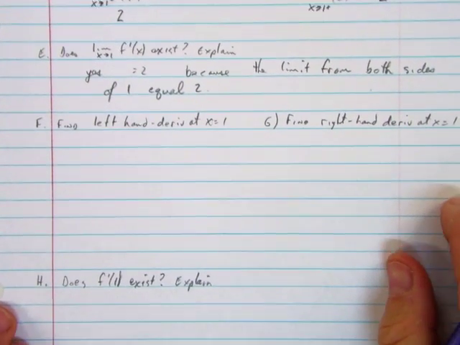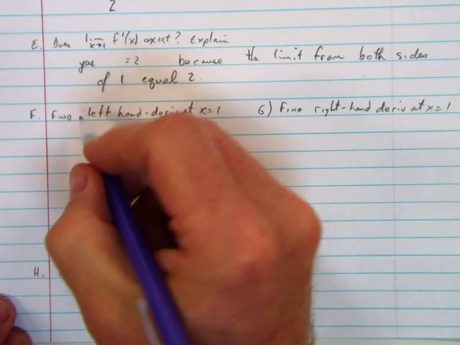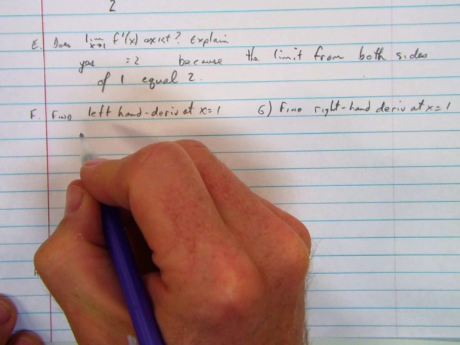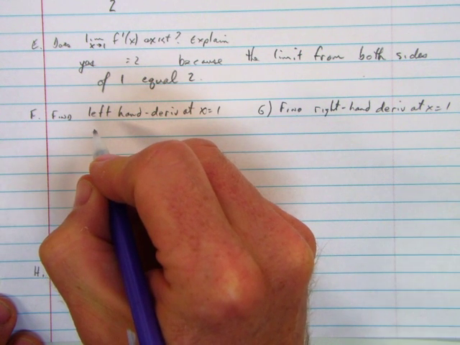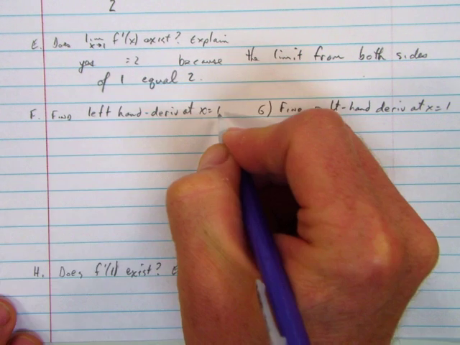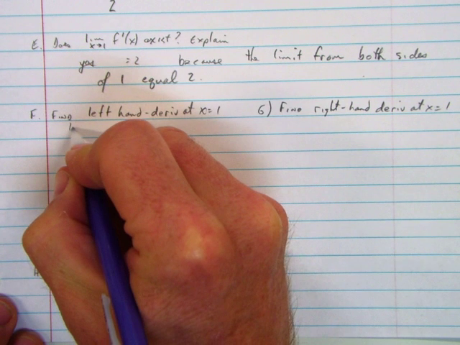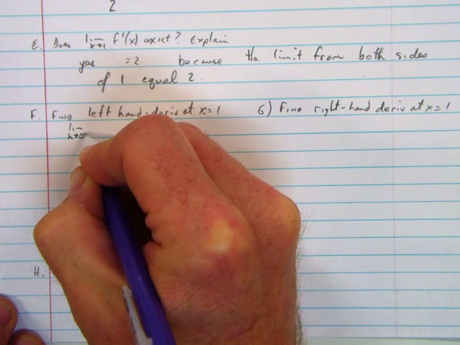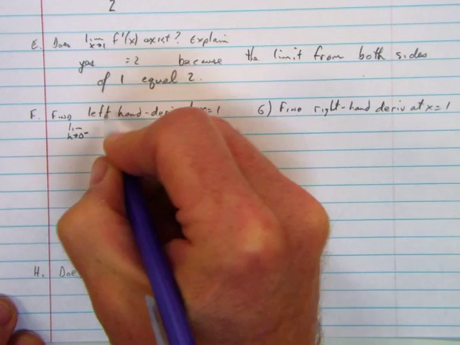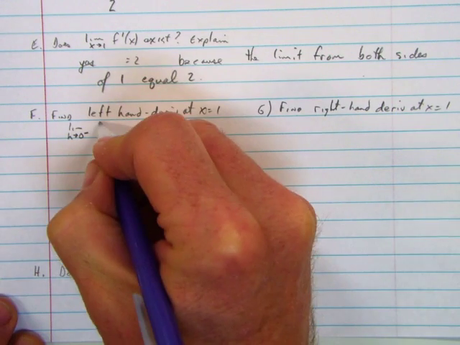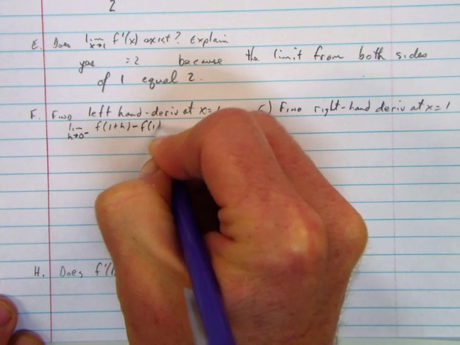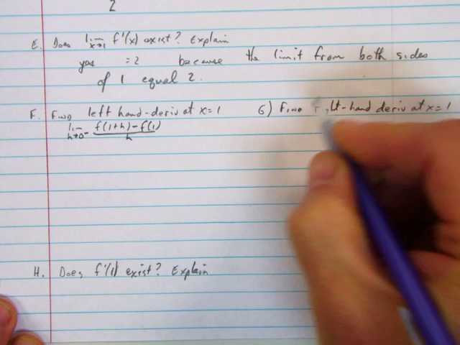Now let's find the left and right hand derivative at 1. So the left hand derivative, now we're doing it at a specific point, so we're no longer using x plus h, we're using a plus h, and a is 1. So we'll have the limit as h goes to 0 from the left side of f of 1 plus h minus f of 1 all over h.